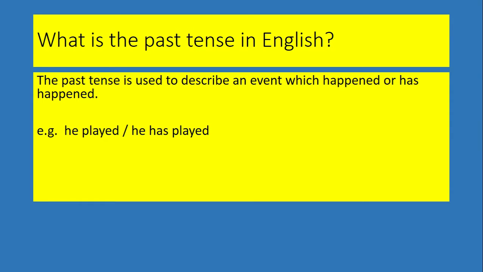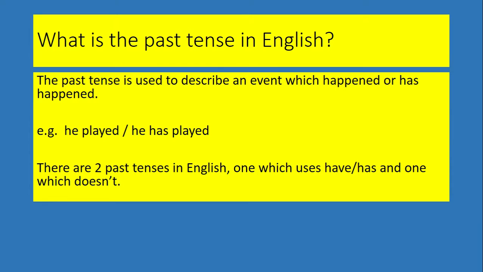So for example, here are 2 examples of a past tense. He played, he has played. So we've got 2 past tenses, one which uses the words have or has, and one which doesn't. So he played, there's no have or has there, but he has played, there is a has. So it's normally 2 words or 3 words in English, I suppose depending on how many words the subject of the sentence is itself.